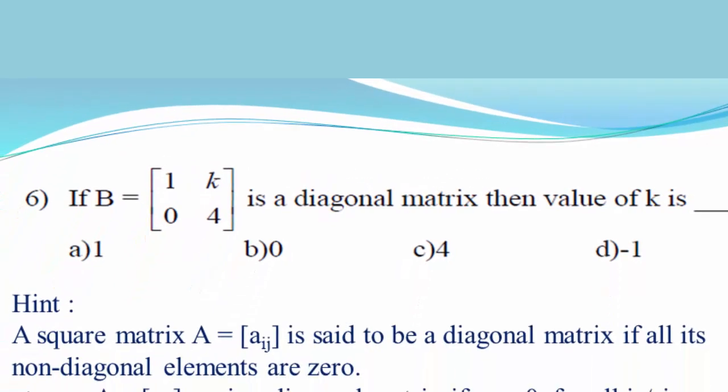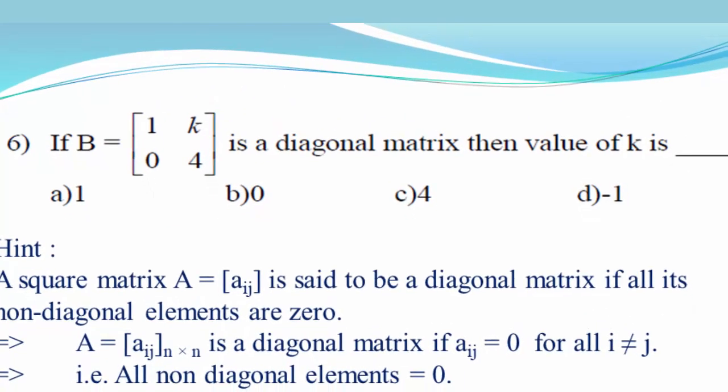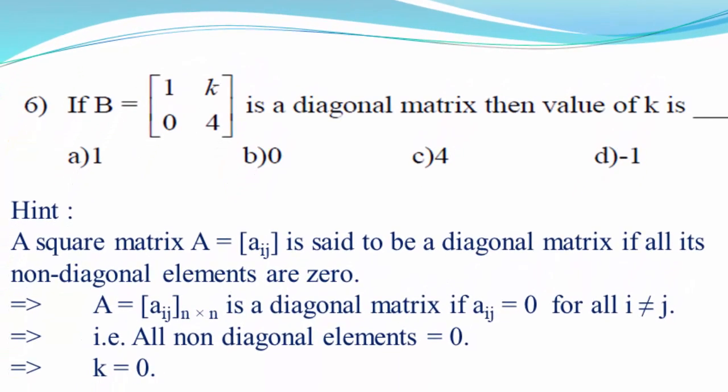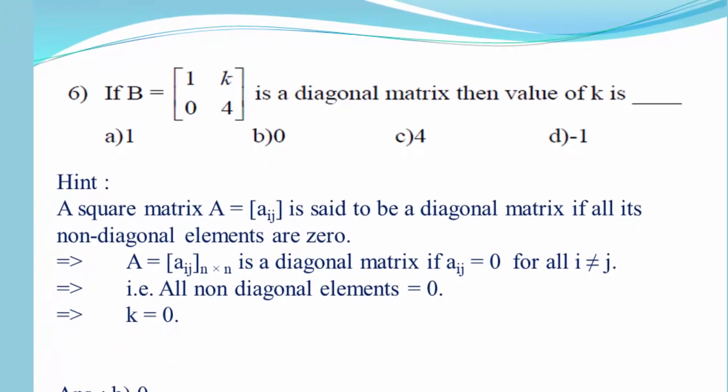Students, a square matrix A of order n by n whose elements are aij is said to be a diagonal matrix if all its non-diagonal elements are 0. That is, if A, the aij matrix of order n by n, is a diagonal matrix, then aij is equal to 0 for all i not equal to j, that is, all non-diagonal elements should be equal to 0. So what should the value of k be? Yes, k should have the value 0 because it is a non-diagonal element. So the option B, 0, is right.